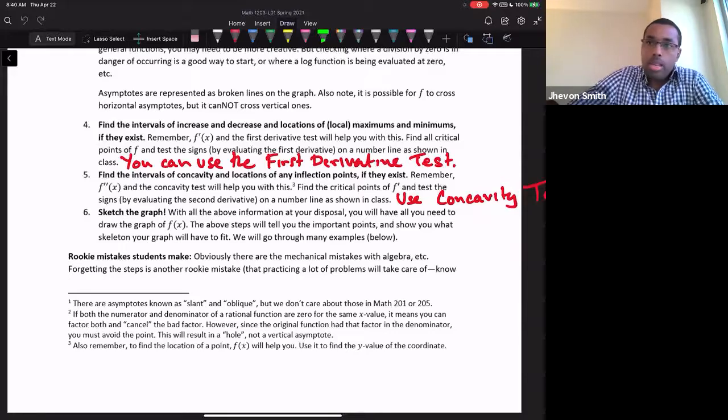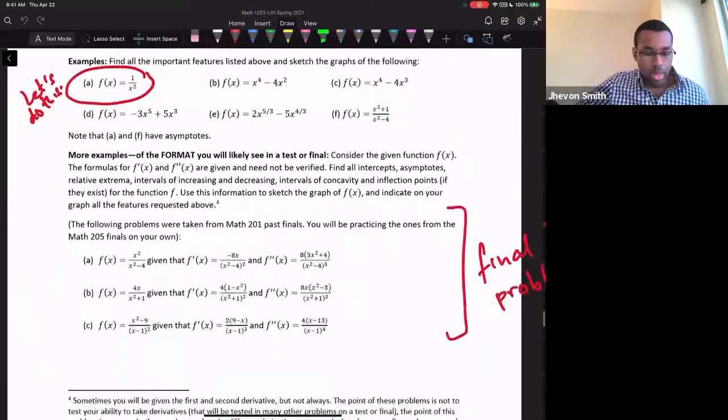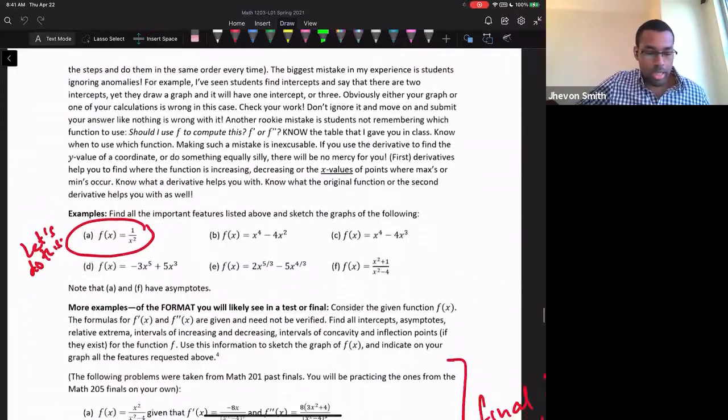And the point of the concavity test is to find where the function is concave up, concave down, or where it hits inflection points. And after that, you can sketch the graph, and I'll know that you know what all these things actually mean. When you say a function is concave up, do you know what that means? I will see it visually, whether or not you know what that means. So that's cool. We also spoke about rookie mistakes, but we'll get there.